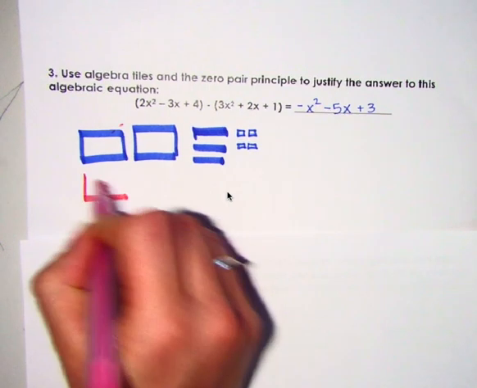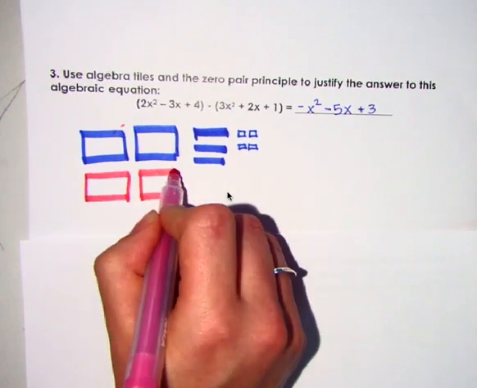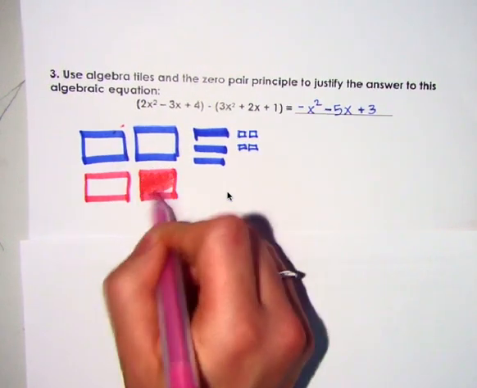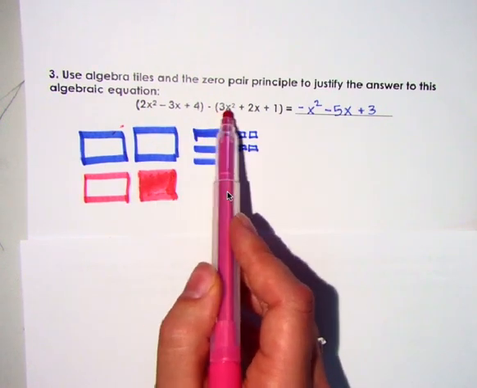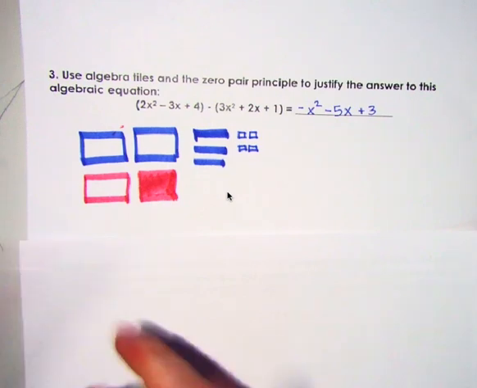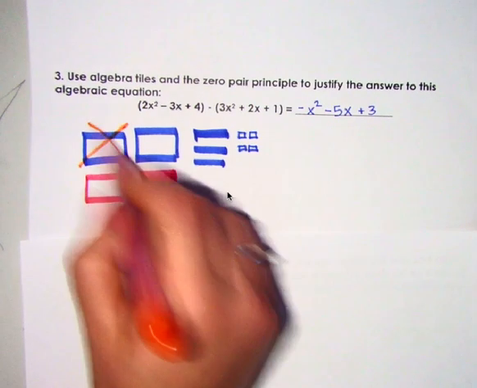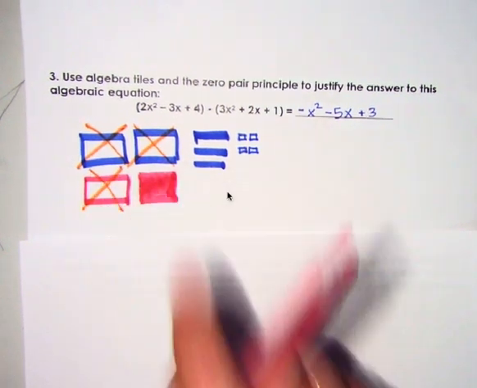Let's make a zero pair to not change the value of 2x squared, because 2x squared plus 0 is still just going to be 2x squared, but now you have that third tile to take away. All right, so we can just cross this out, and cross this out.